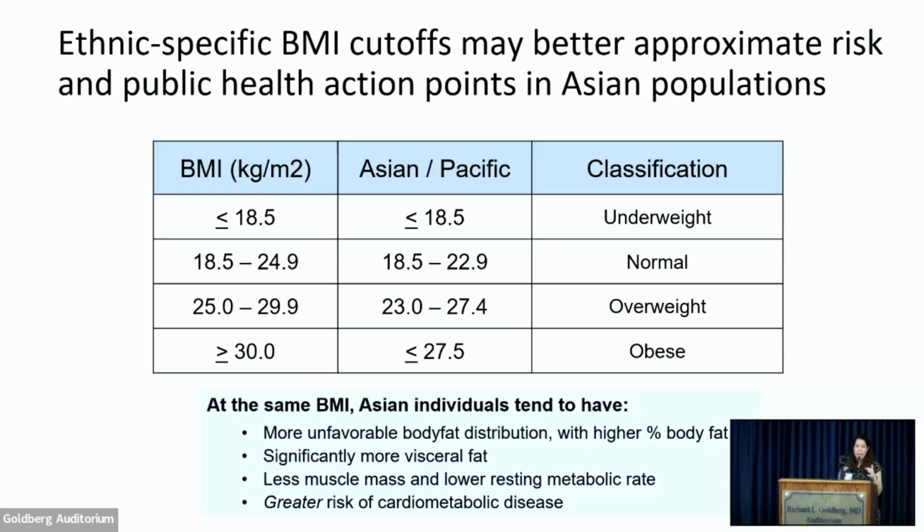The reason for this, if you think back to that first image with our visceral fat, the fat inside the organs, is that at a given body mass index, Asian individuals tend to have more unfavorable body fat distribution and a higher body fat percentage. They have significantly more visceral fat, that highly metabolically active fat. They have higher risk for cardiometabolic disease like diabetes at a lower BMI, right? And they also have less muscle mass and lower resting metabolic rate relative to other individuals.